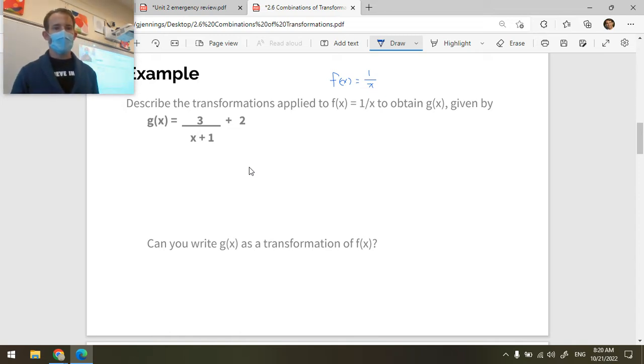So, here we go. G of x is a transformed reciprocal function. I can see that it's the reciprocal function because we have an x and it's in the denominator. And it's also a linear one. You will see when you're doing your rational expressions, sometimes an x squared will be on the bottom or some trinomial or something like that. But here we just have an x on the bottom.